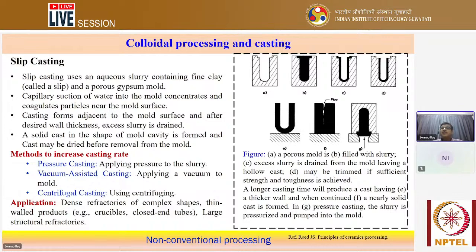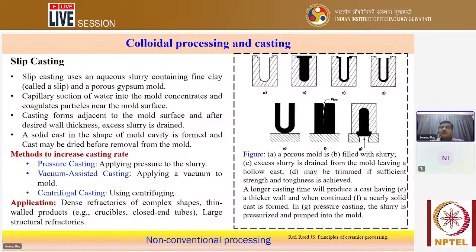This thickness depends upon the time we allow and the effectiveness of the porous media we are utilizing to make the mold. Once it is done, we take it out from the mold. We can dry it, and we can do post-processing to produce a very smooth finish. So this is the basic philosophy which we follow for the processing of the ceramic material.